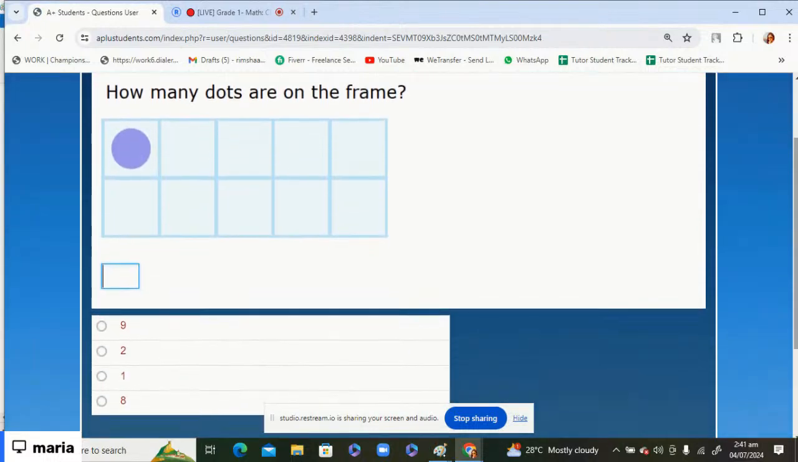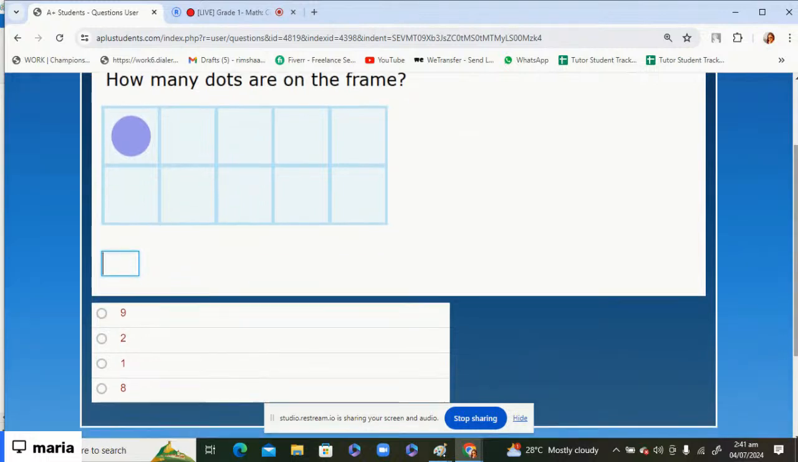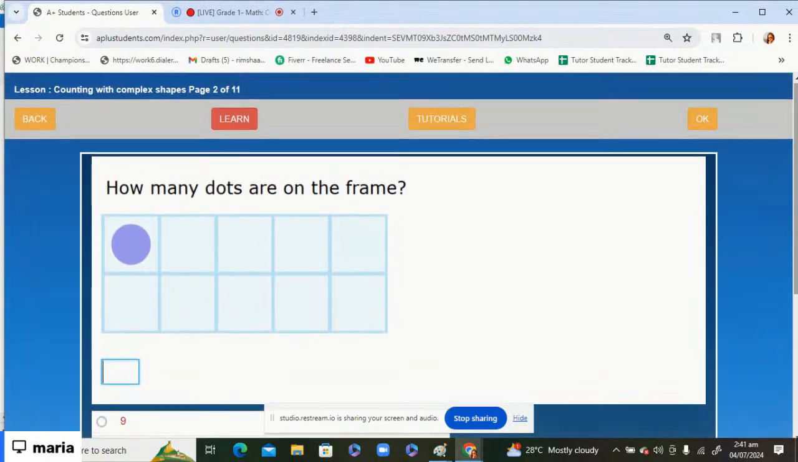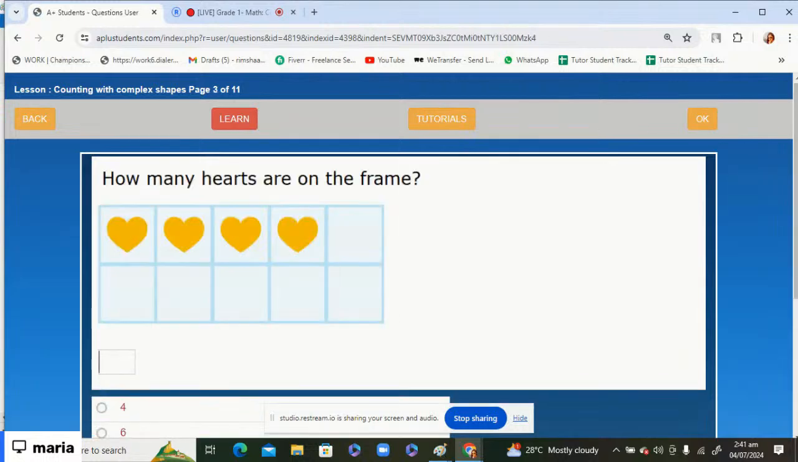So how many dots are on the frame? Let's count the dot. It's only one dot. So we are going to put 1. Okay. So here we go with the 1. Yes, this is the right answer.